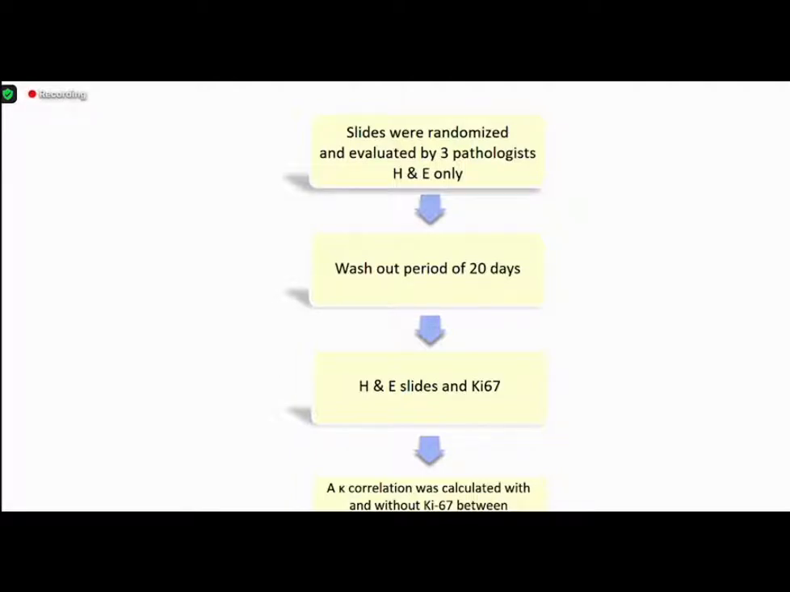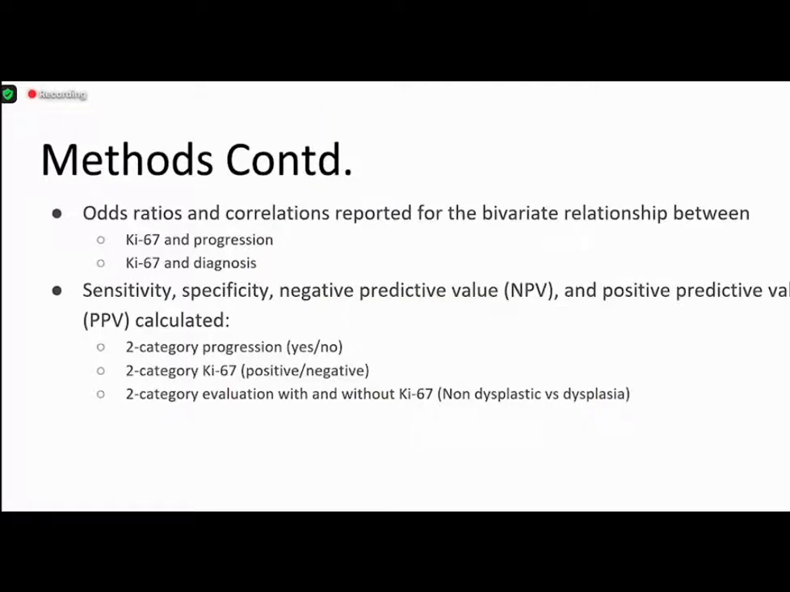Based on these data, we calculated kappa correlation with and without Ki-67 between pathologists and with the consensus diagnosis. We also did odds ratio and correlations for bivariate relationships between Ki-67 and progression, and Ki-67 and diagnosis. And we did operating characteristics such as sensitivity, specificity, negative predictive value, and positive predictive value for two categories, progression present or not, two categories if Ki-67 was positive or negative, and two-category evaluation with and without Ki-67 for dysplastic versus non-dysplastic epithelium.